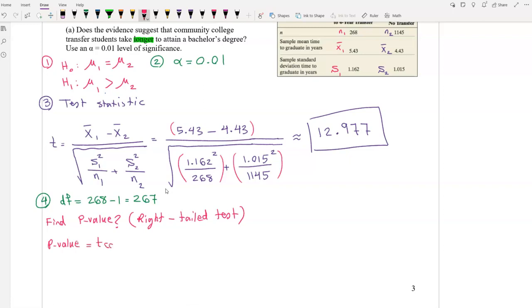I will use tcdf because of having the right tail. First we have to enter t, so it's greater than t. We have infinite degrees of freedom.